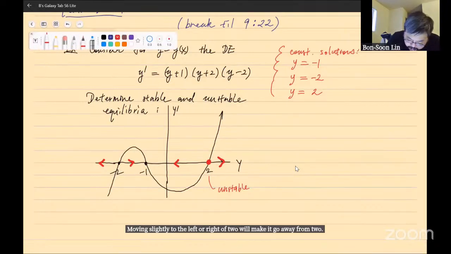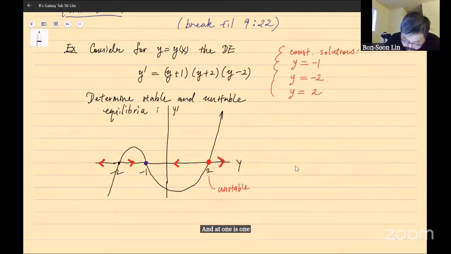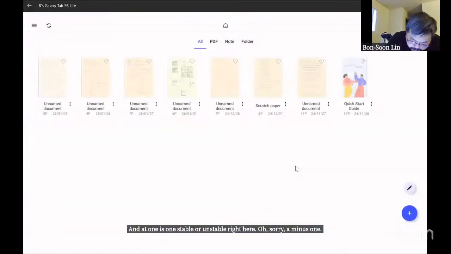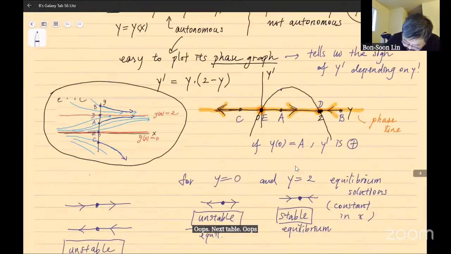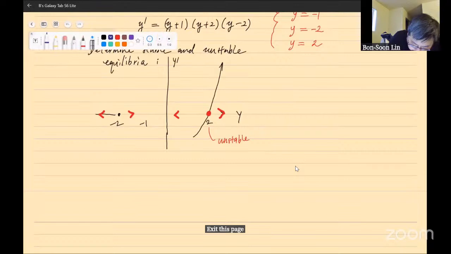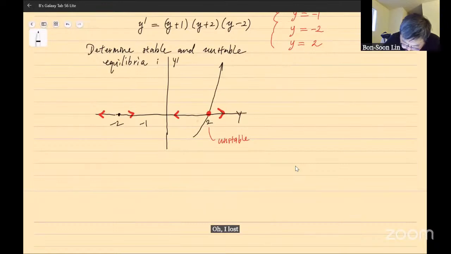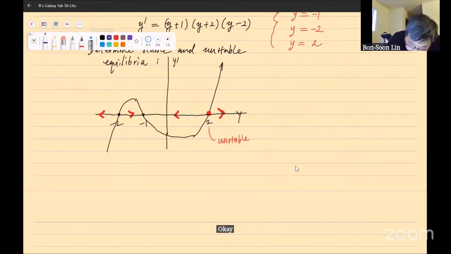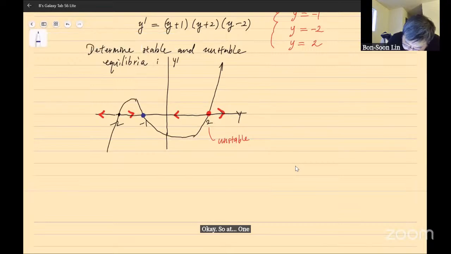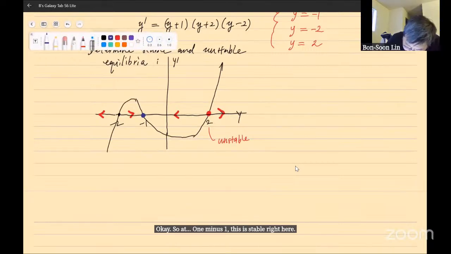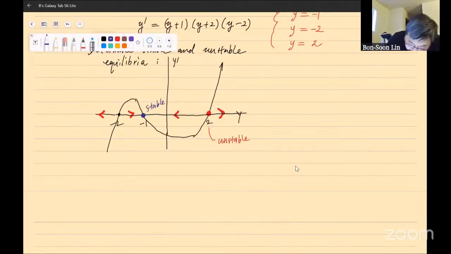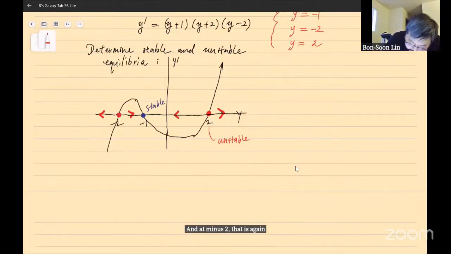And at -1, is it stable or unstable right here? It's stable. Oops, I keep clicking exit on this page. I lost my line, I lost the entire curve. Okay. So at -1, this is stable right here. And at -2, that is again unstable.